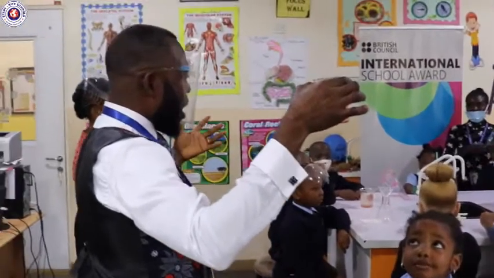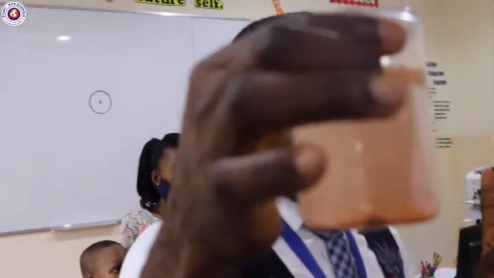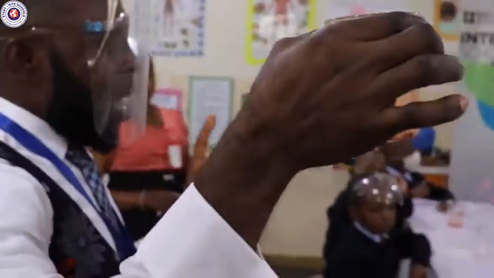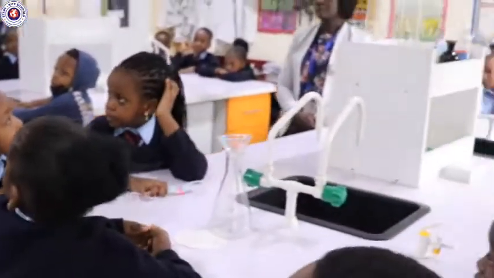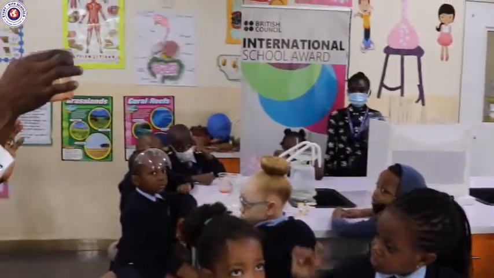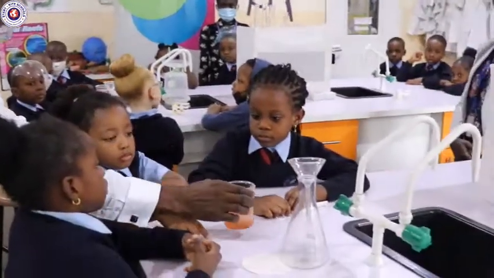Processes we have to follow. The first thing we've got to do is to add a substance called alum. Alum is spelled A-L-U-M. Alum. Can I hear you say alum? Alum. Good.